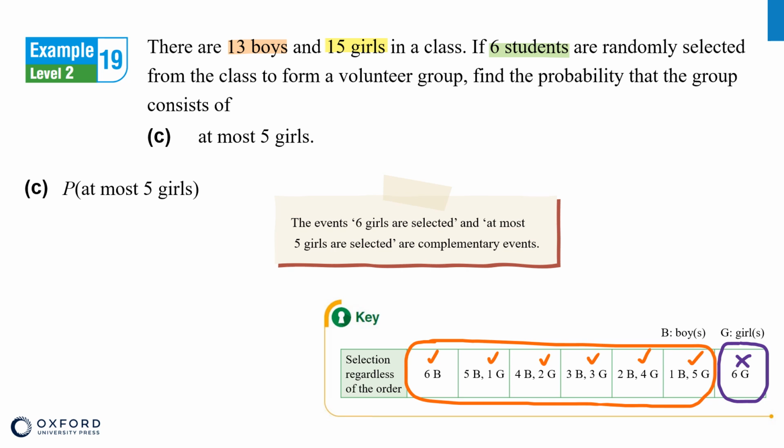So we can calculate the probability that the group consists of at most 5 girls by subtracting the probability that the group consists of 6 girls from 1. The probability that the group consists of 6 girls is 15C6 over 28C6. Subtracting it from 1, the answer is 817/828. That's it.